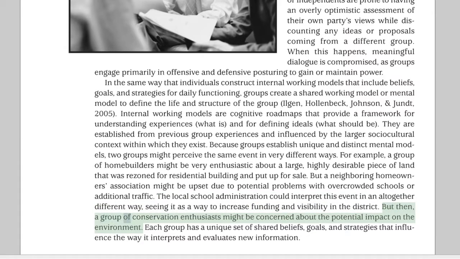But then, a group of conservation enthusiasts might be concerned about the potential impact on the environment. Each group has a unique set of shared beliefs, goals, and strategies that influence the way it interprets and evaluates new information.